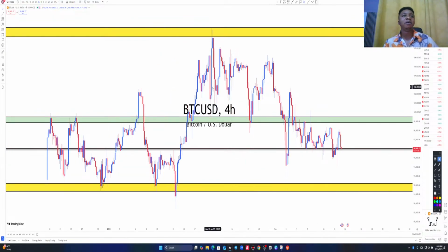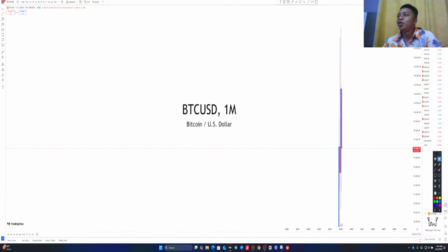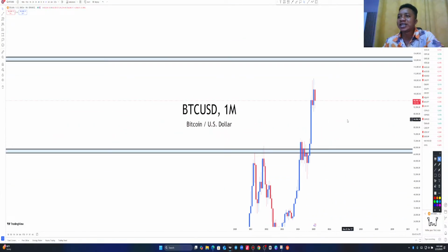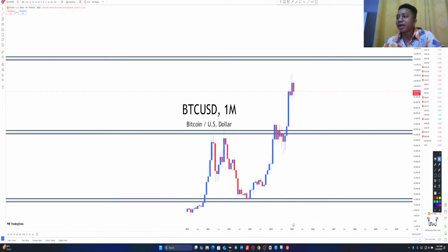All right, so Bitcoin or BTC USD, what is happening on this pair? Let's find a solution to this pair. All right, so let's go all the way to the monthly time frame and then begin with the BTC USD analysis as well. Okay, so this is BTC USD on the monthly time frame.